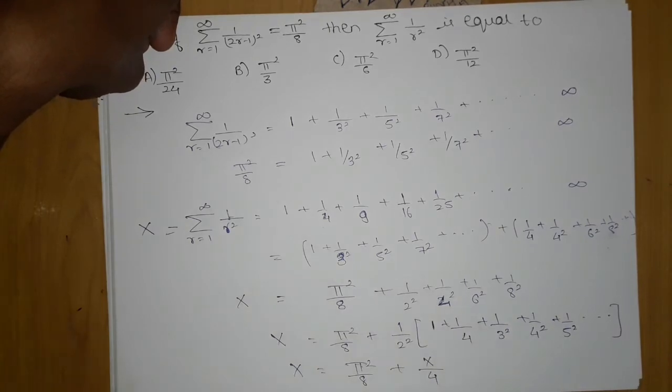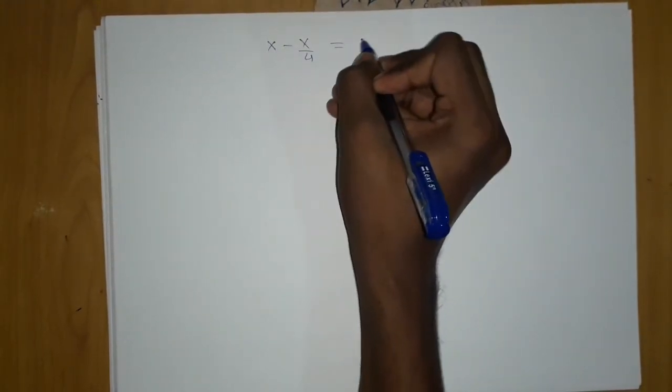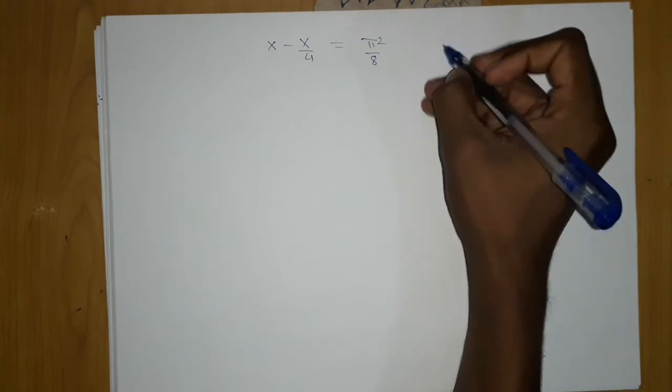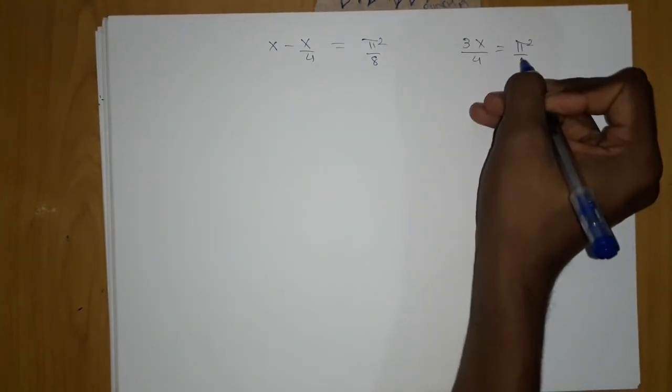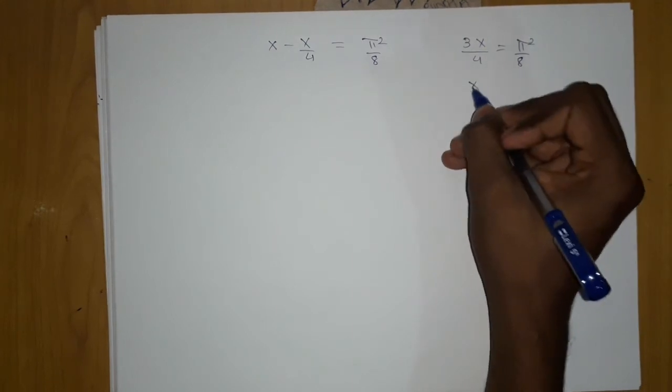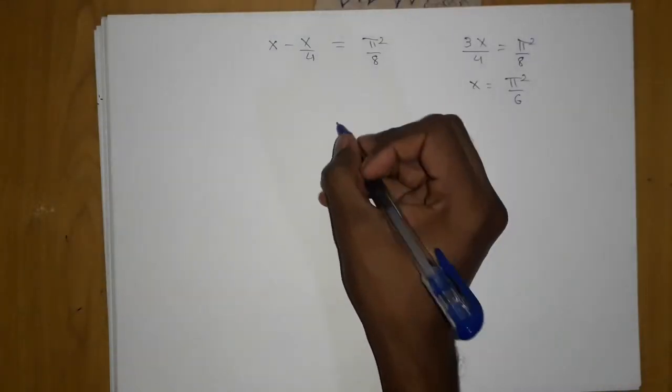So now what we want to do is move this x minus x by 4 here, it should be equal to pi square by 8. This multiplied by 4, this is 3x by 4, it should be equal to pi square by 8. 8 will cancel out, which will give me x equals pi square by 6. So C is our answer.